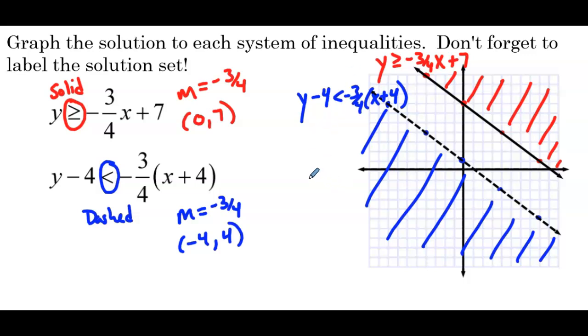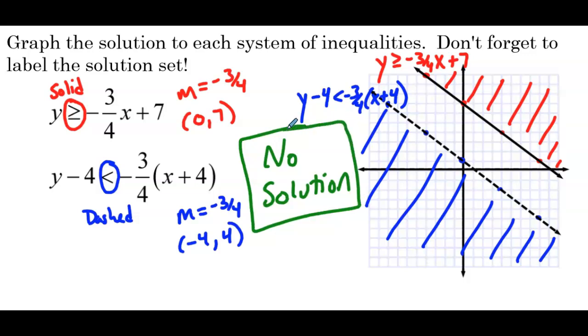So where is the solution set to this system of inequalities? Well, the two solution sets to the individual inequalities don't overlap. So what does that mean? That means that this system has no solution. There is no point that is going to make both of these inequalities true at the same time. All right, and we should have noticed that something like that could have happened because they have the same slope.